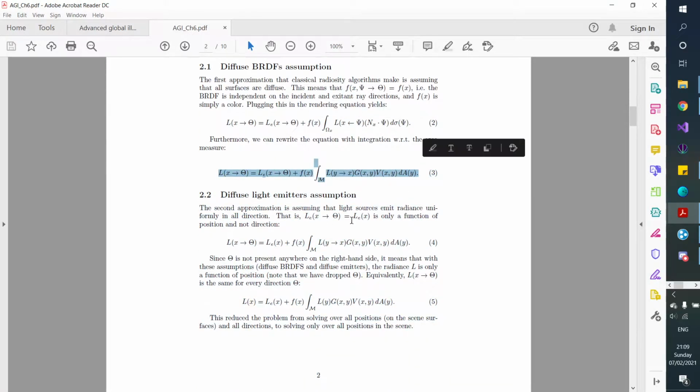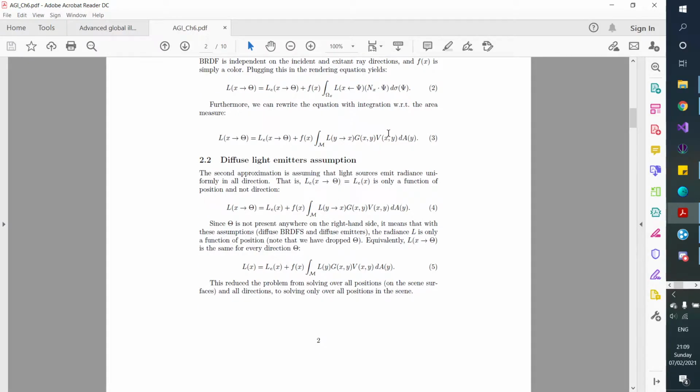And you're left with this formulation. Now you can also say, okay, all of my light sources are defined to emit the exact same amount of light in every direction, and they only vary based on the position. So then you drop the theta here, and you're left with emitters that emit uniformly in every direction.